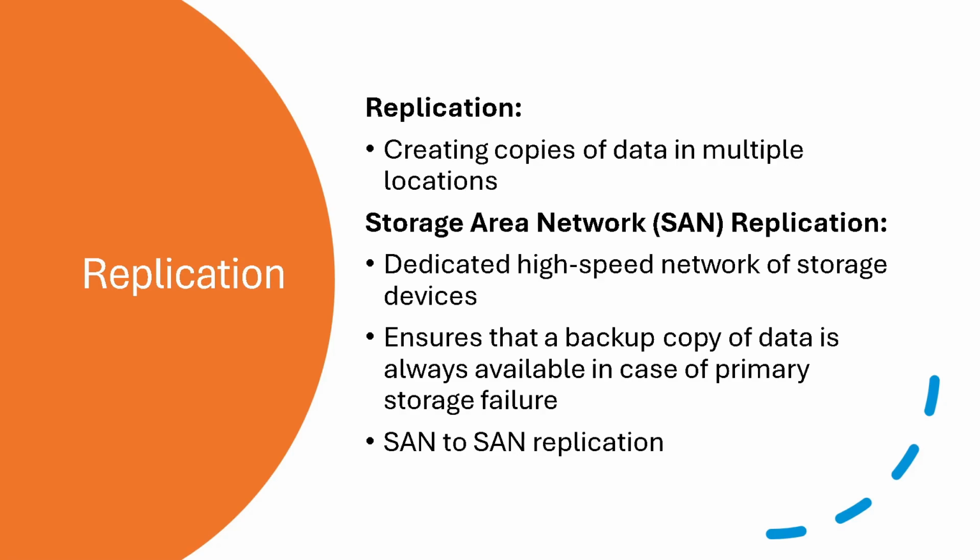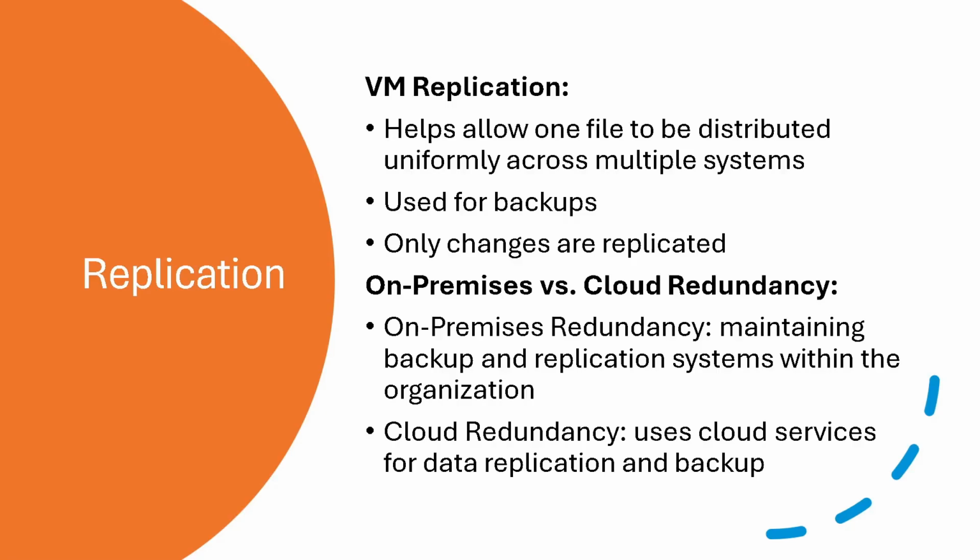A SAN replication ensures that a backup copy of data is always available in case of primary storage failure. We can also replicate data between two SANs, which is known as SAN to SAN replication. VM replication. VM replication involves copying the state and data of virtual machines to another location, ensuring that VMs can be quickly restored in the case of failure.